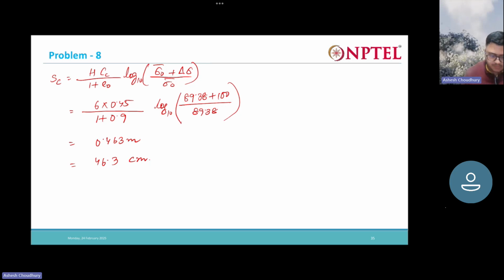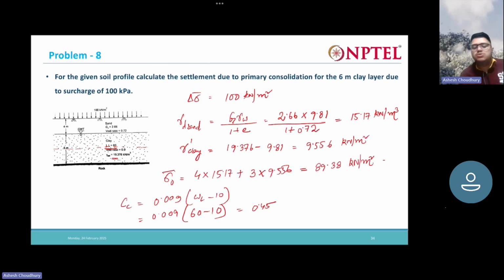Very simple. So the main thing is first you need to calculate the initial effective stress. Then the change, the increase in the effective stress, is given. Then you do the other stuff the same as the previous problem. Very simple, right? Nothing much to worry about.